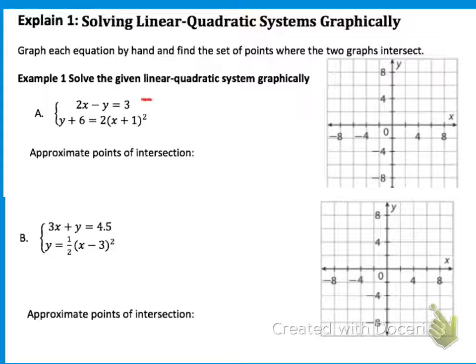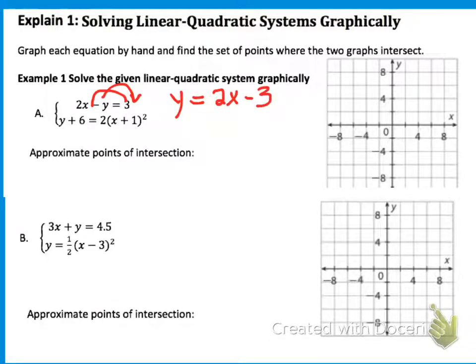So the first one is a line, and I'm going to graph that by making the intercepts. Maybe I'll put it in slope intercept form, never mind. So I'm going to solve this for y. I'm going to swing the y over to the right hand side, and I'm going to swing the 3 over here just to make it a positive y. So that'll be y equals 2x minus 3.